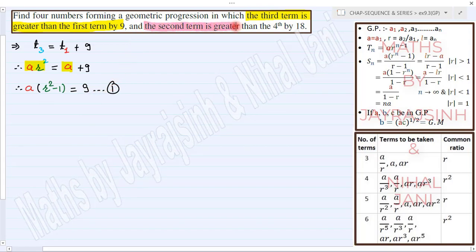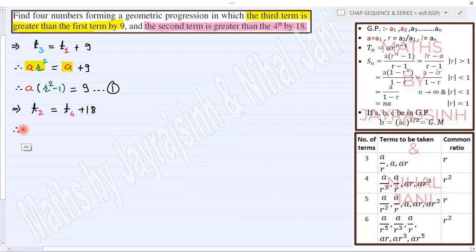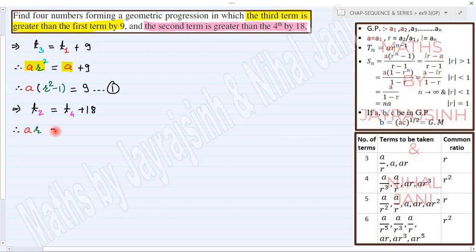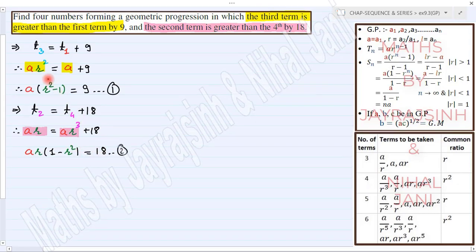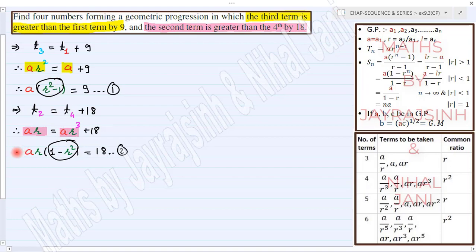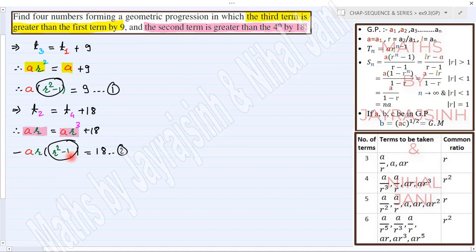And here we have the second condition, which says that the second term is greater than the fourth term by 18. Again, we will do the same thing. ar, which is the second term, is equal to ar^3 + 18, or we can say from these two terms we can take ar common. So we will get 1 - r^2 = 18. To get common factors, we can take minus common. So this will become -(r^2 - 1).